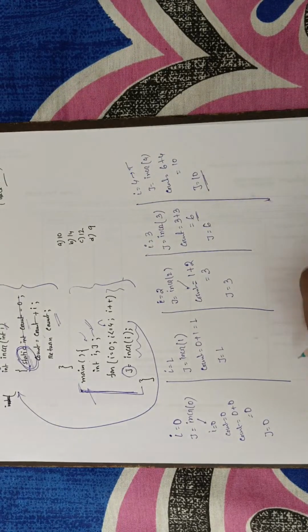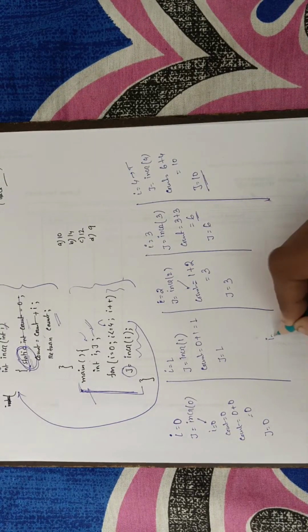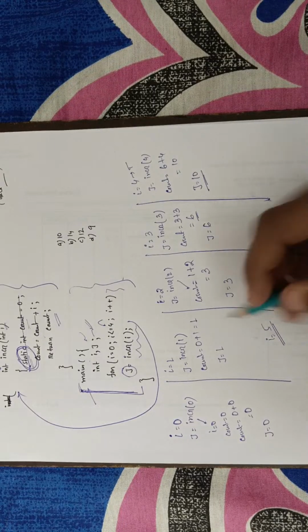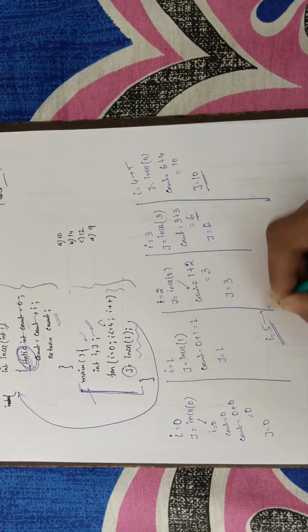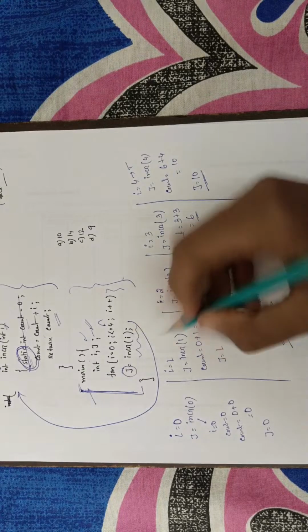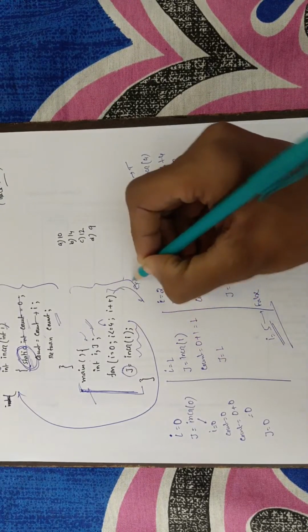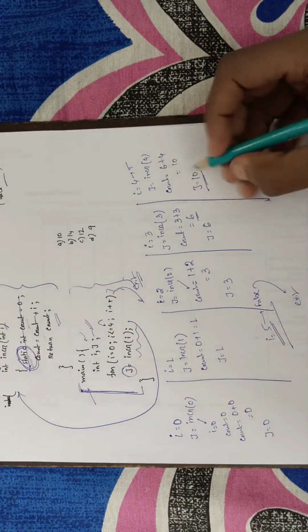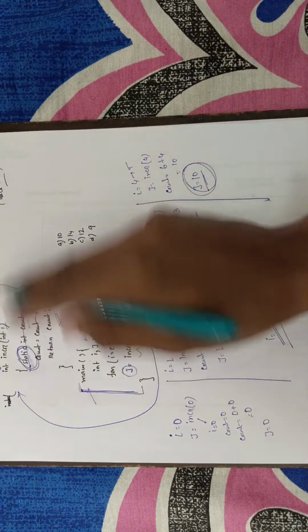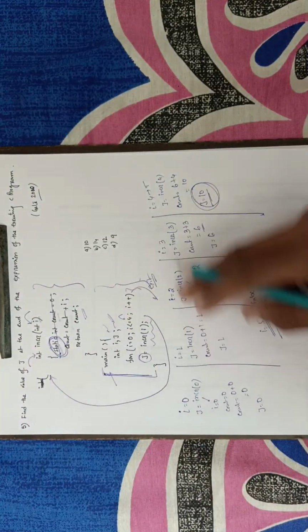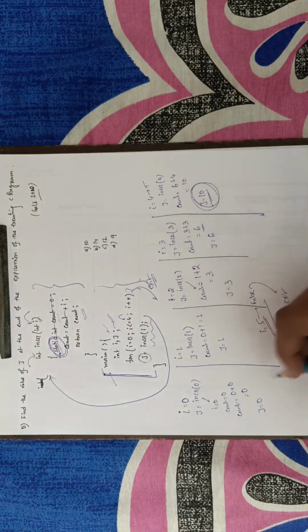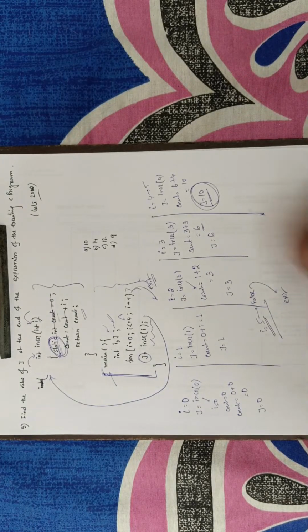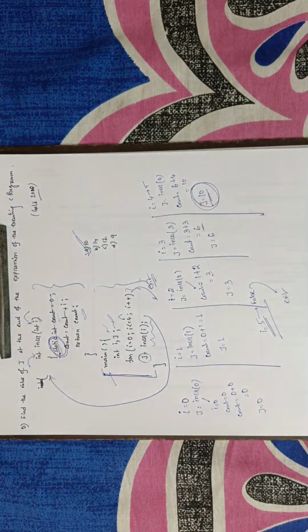Now in the next iteration, the i value is incremented to 5. So 5 less than or equal to 4? No, this is a false statement. So it exits the loop, and the j value is stored as 10. At the end of the expression's evaluation, the question asks what the j value is. So the j value is 10. The correct answer of this question is 10.